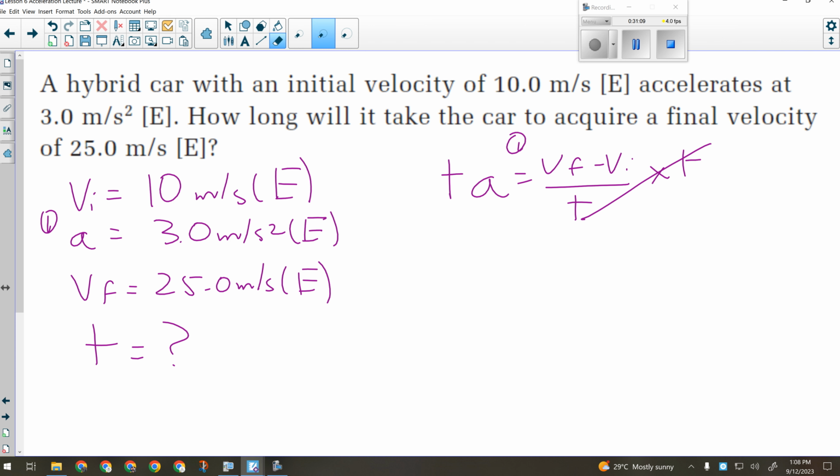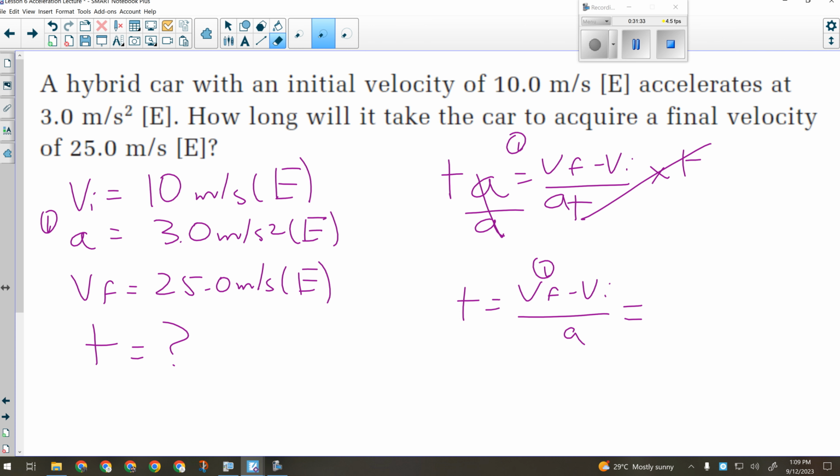Now t is over here. I want t by itself, so what do I have to do with a? Divide it over to the other side. Okay, so now I know that t equals Vf minus Vi over a. So you'd get a mark for that. Sometimes I even give a mark for the next step, which is putting in the numbers.